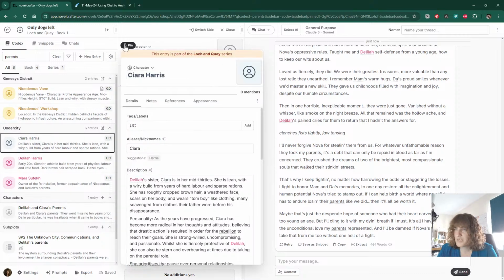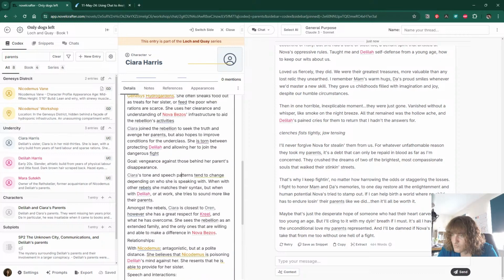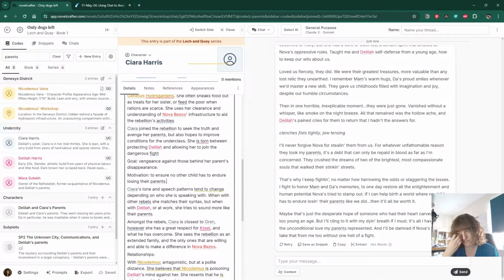So Ciara pin motivations. That's giving me an idea for her motivations. To ensure no other child has to endure losing their parents. And I guess if that comes up multiple times, it helps to build that and keep her, throughout, believing that everything she's doing is for the greater good. So it's her justification to herself.